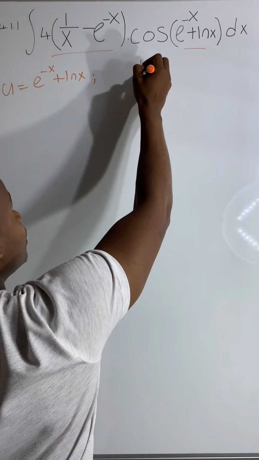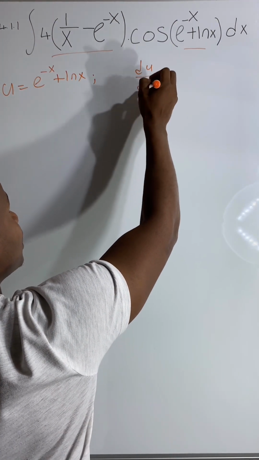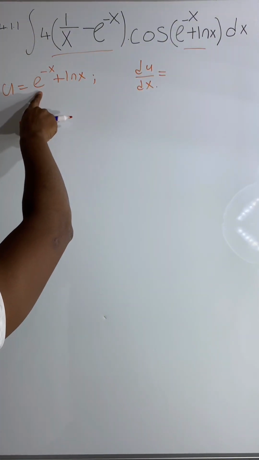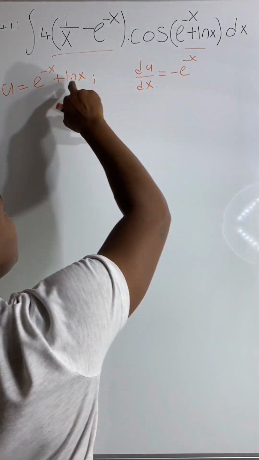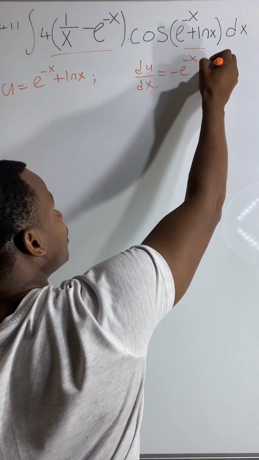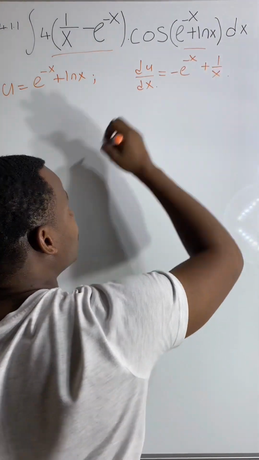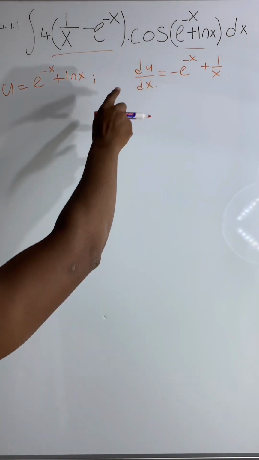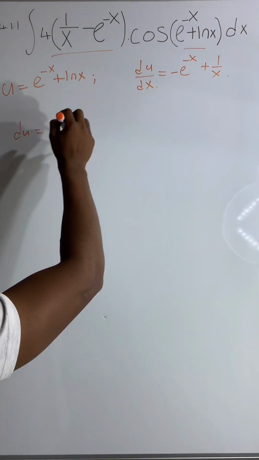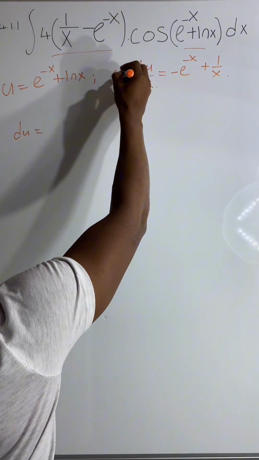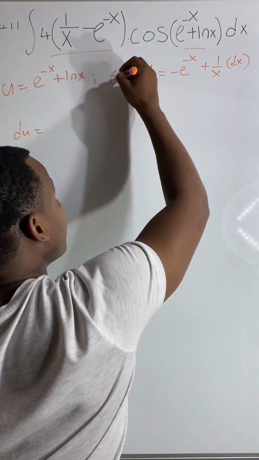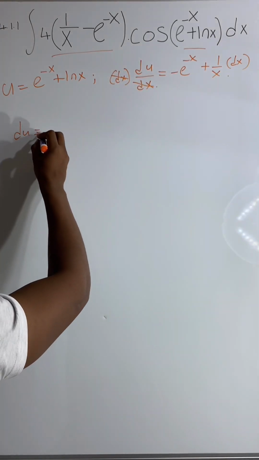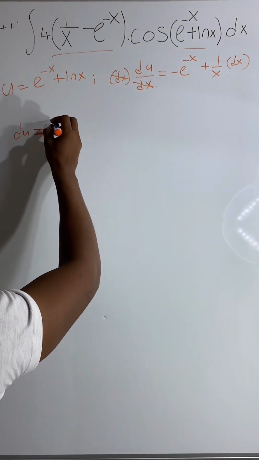So we can set what's inside of our cos as our u and differentiate our u with respect to x. Differentiating e to the power minus x, we get minus e to the power minus x. Differentiating ln x, we get positive 1 over x. From here, the next step, we multiply both sides by dx so that we can make du the subject of the formula.